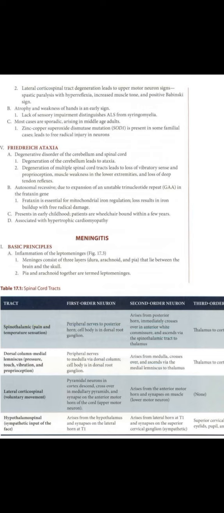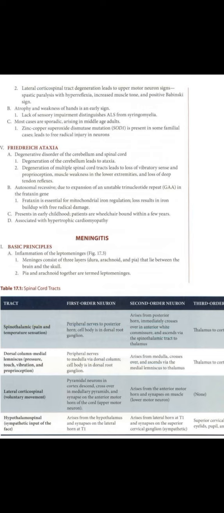Number 5. Friedreich ataxia. Degenerative disorder of the cerebellum and spinal cord. Degeneration of the cerebellum leads to ataxia. Degeneration of multiple spinal cord tracts leads to loss of vibratory sense and proprioception, muscle weakness in the lower extremities, and loss of tendon reflexes. Autosomal recessive due to expansion of an unstable trinucleotide repeat in the frataxin gene.